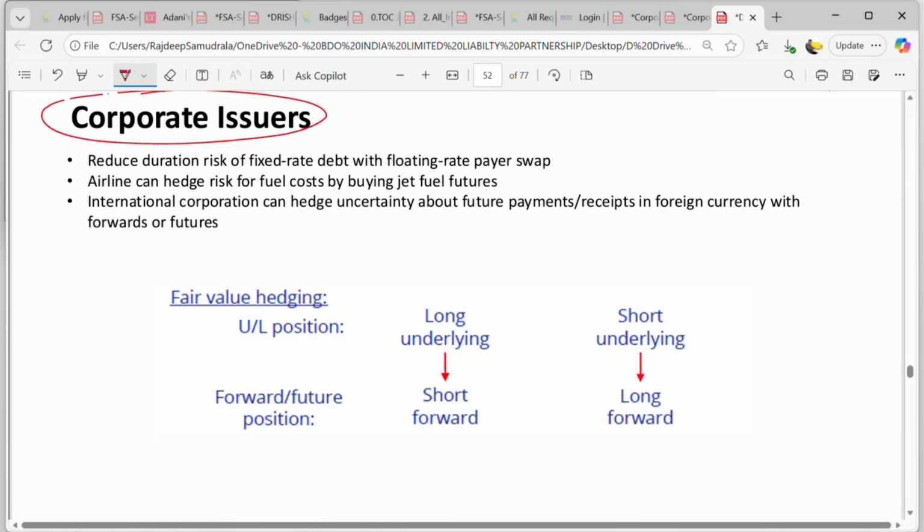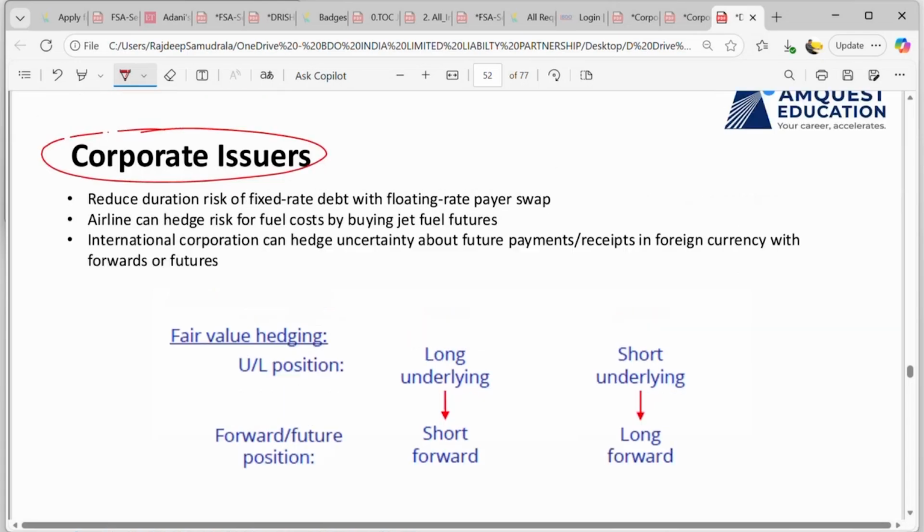Okay, now obviously corporate issuers tend to issue debts, debentures, and derivatives. I don't know if we finished, yeah, we've done this in your FRA. There's a bit of corporate issues as well. Now here, when you want to reduce the duration risk, what is duration risk? I don't know if you know the concept. It was in fixed income.